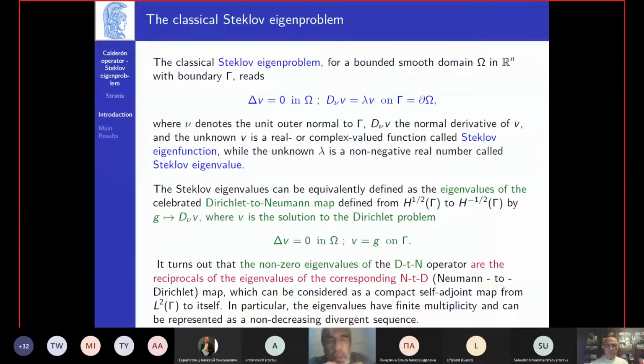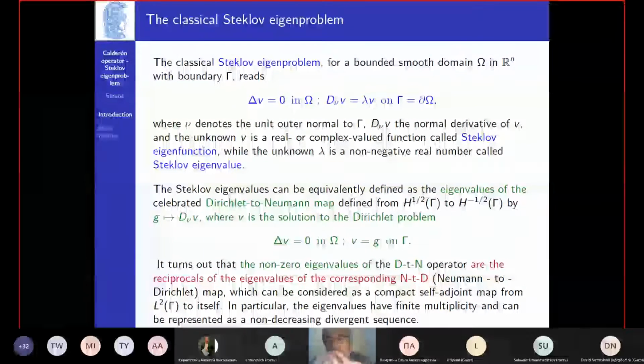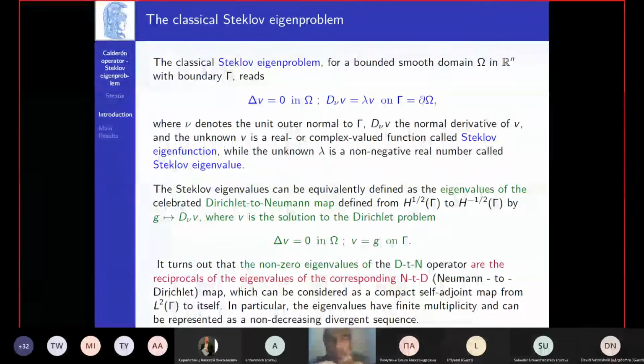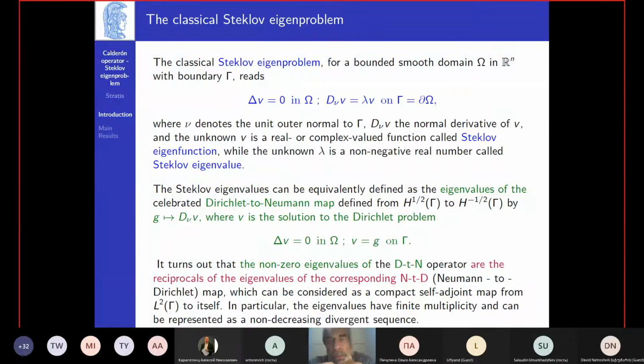So let me speak about the classical Steklov eigenproblem. The classical Steklov eigenproblem, in general, in a bounded smooth domain in Rn, is the following problem: we look for a harmonic function in omega, such that the normal derivative, where the subscript nu denotes the normal derivative, is equal to lambda, which is a non-negative real parameter, called the Steklov eigenvalue. So this is a kind of problem where the eigenvalue appears in the boundary condition.